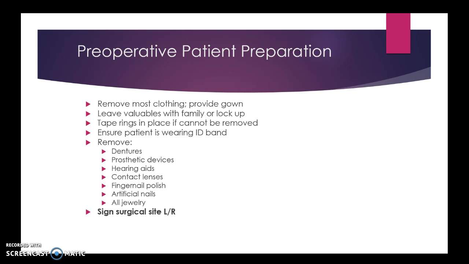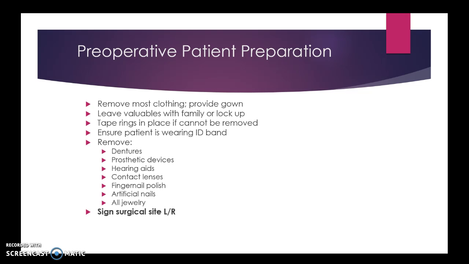Patient preparation before surgery includes removing most of the clothing, providing a gown. They really should leave their valuables at home or with family, but if not, then they can lock it up. Try to tape rings in place if they can't be removed, and then also always make sure your patient's wearing an ID band. In pre-op, it's not as important, but when they're unconscious in surgery and in PACU, it's immensely important.